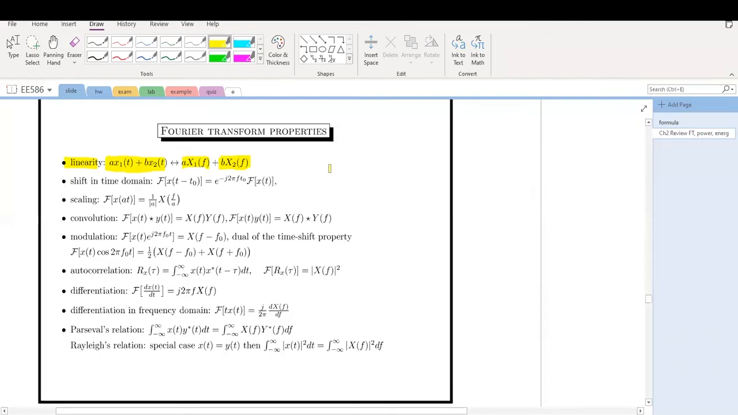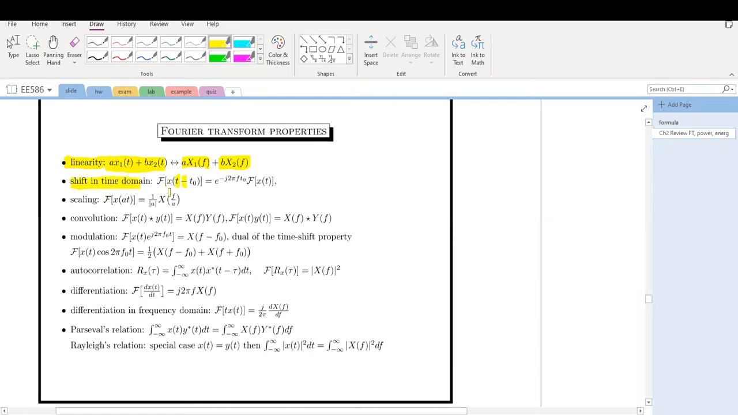In this video, we discuss Fourier transform properties. First, let's look at linearity. Linearity means that if two signals are a linear combination in the time domain, their Fourier transform is a linear combination as well.